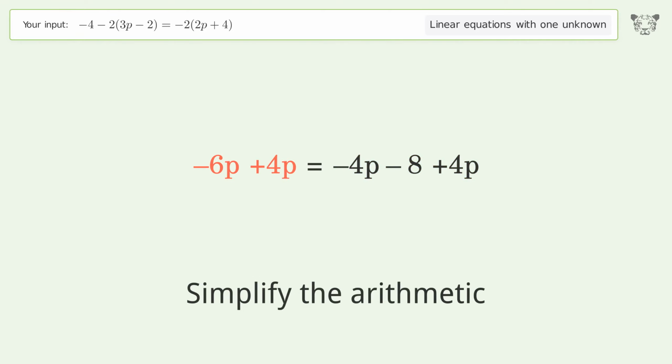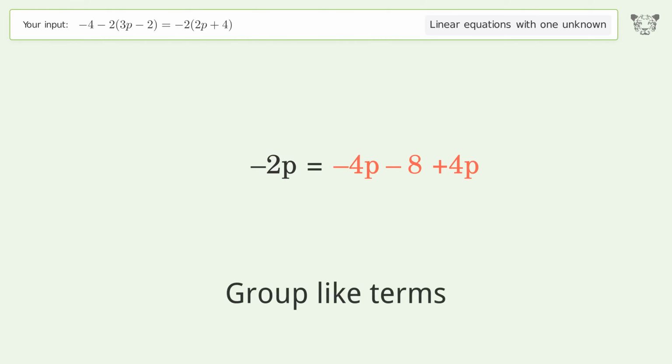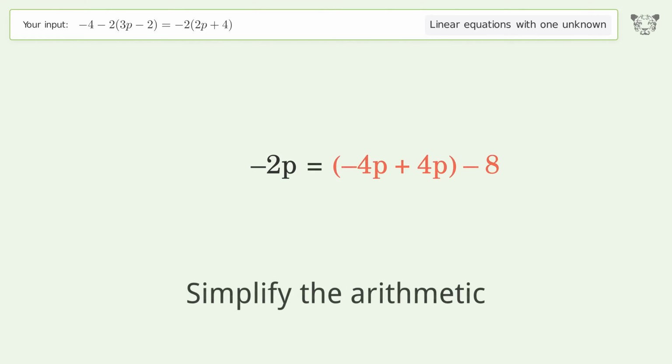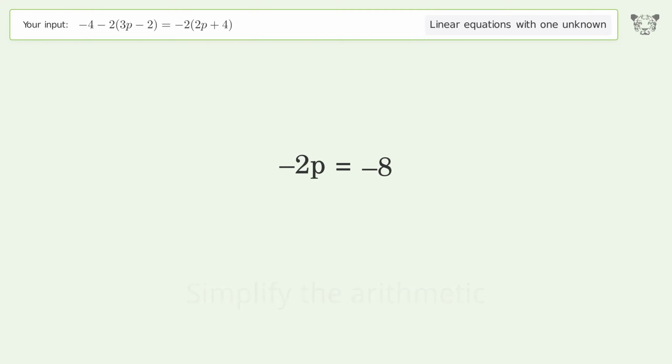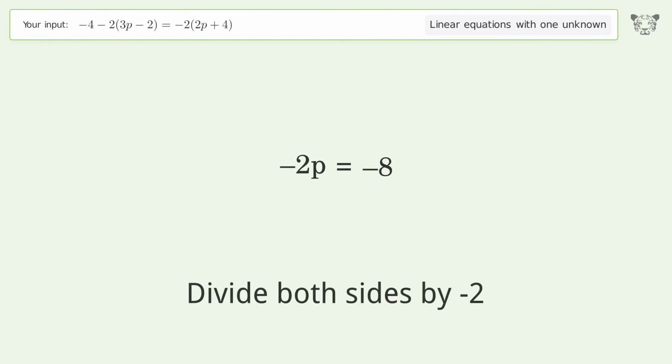Simplify the arithmetic. Group like terms. Simplify the arithmetic. Isolate the p. Divide both sides by -2.